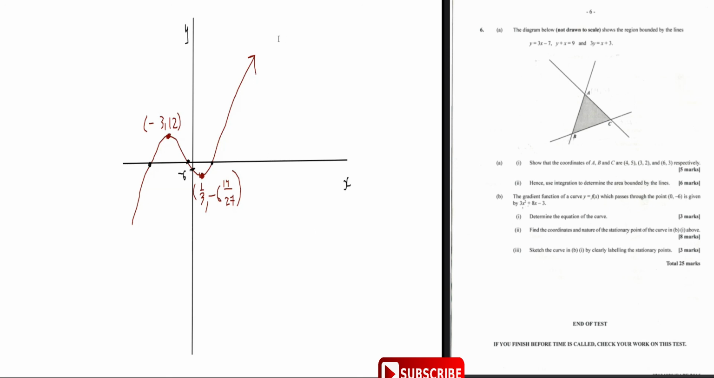The only thing you could add to this is to tell them that your y-axis intercept is the point (0, -6). You can tell them that the stationary points are (-3, 12) and (1/3, -6 14/27). That's all you can tell them. Nice and easy. So this takes care of 2015 paper 2.